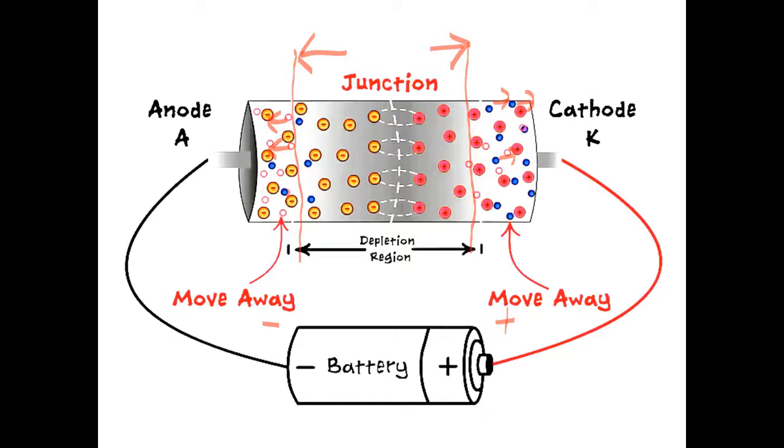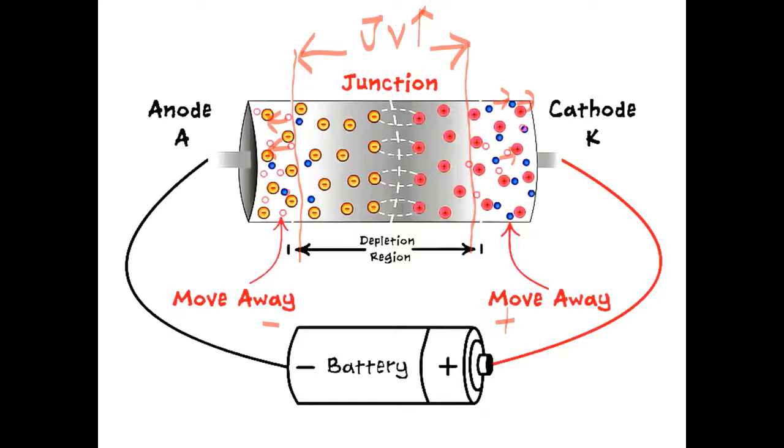When the depletion layer increases, the junction voltage is increasing. The junction voltage is increasing from 0.7, maybe to 0.8, 0.9. It depends on your battery. If your battery is 1.5 volt, the junction voltage will increase until it is the same as the voltage of the battery, which is 1.5 volt.